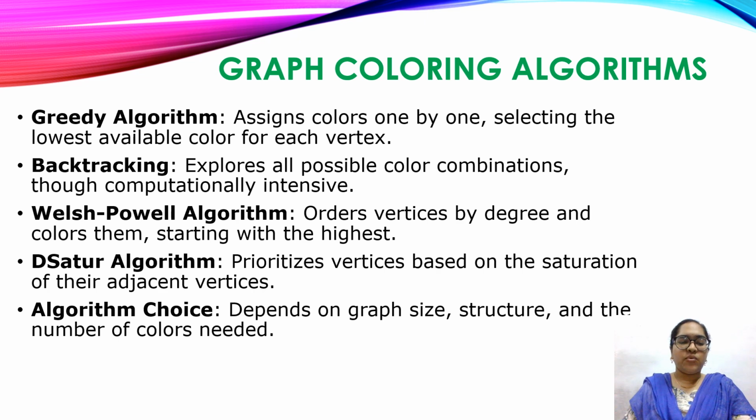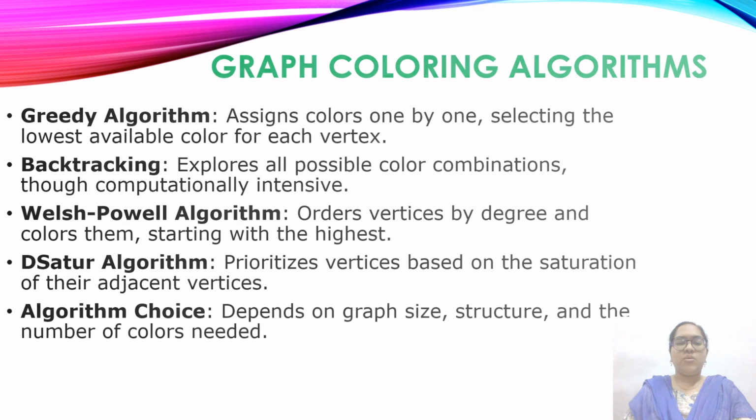And when we come to the Welch-Powell algorithm, this is basically a new algorithm that we heard of up to now. It orders vertices by degrees and then colors them. Next we have the DSatur algorithm. Here it prioritizes vertices based on the saturation of their adjacent vertices. So we can choose any one of the algorithms, depending on the graph size, structure, and the number of colors needed.